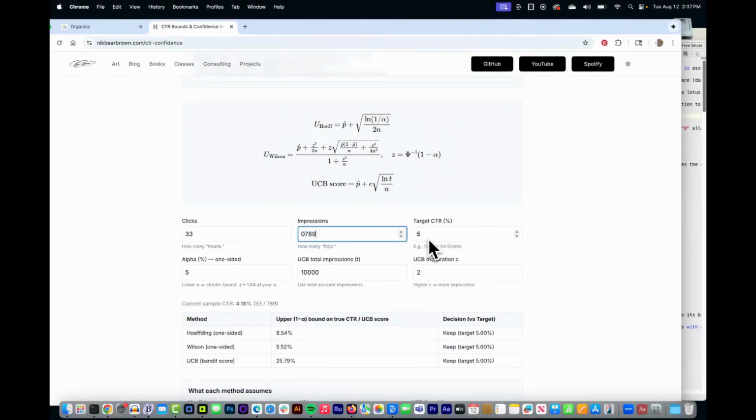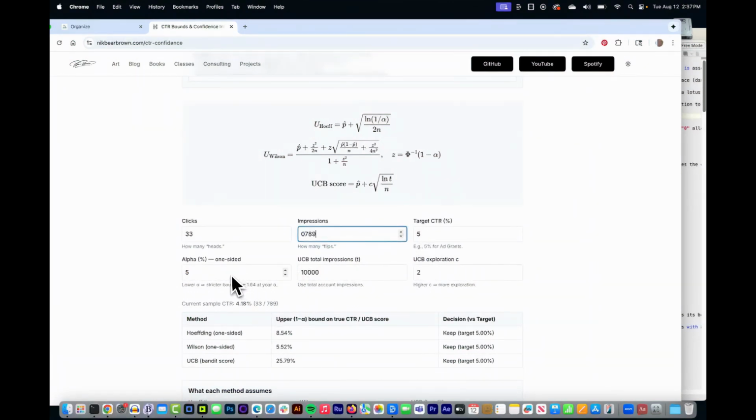Target CTR, you probably will never change if you're doing this for Google. Google wants all their nonprofits to have a 5% click-through rate for all of their keywords. And you're going to be monitoring those keywords throughout the whole process. If you allow too many low-performing keywords, they may deactivate you or ban you.